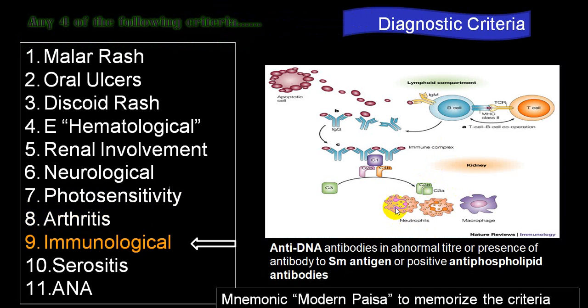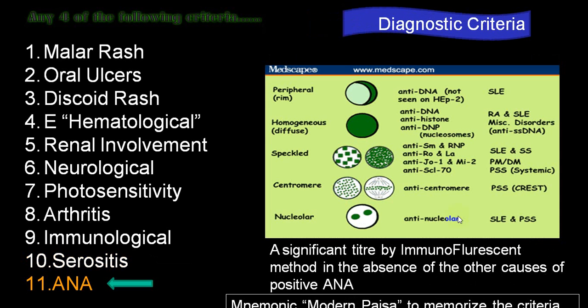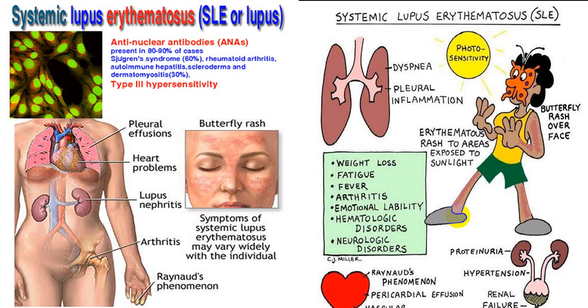In immunological, we already told you ANA will be positive. Anti-DNA, anti-Smith antigen will be detected. So it is called anti-Smith antibody. Anti-phospholipid antibody will be positive. And in serositis, pericarditis and pleuritis, quite common. ANA will be strongly positive. This is together whatever we have mentioned.